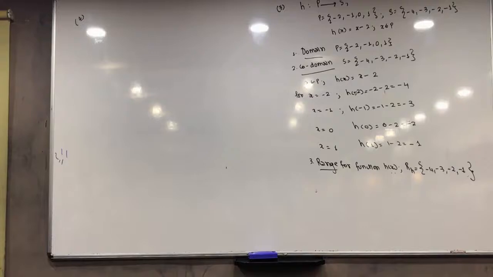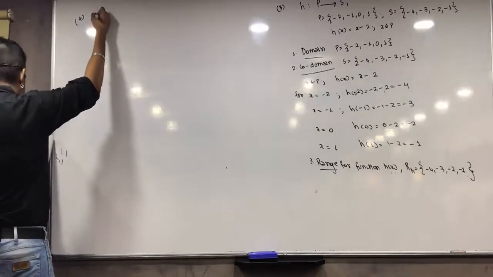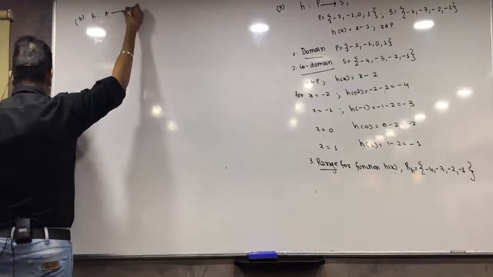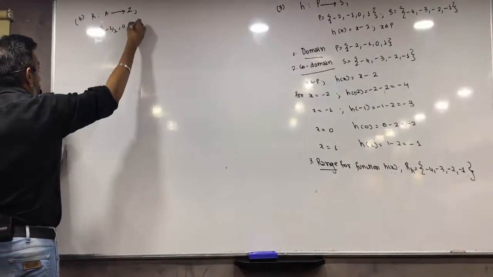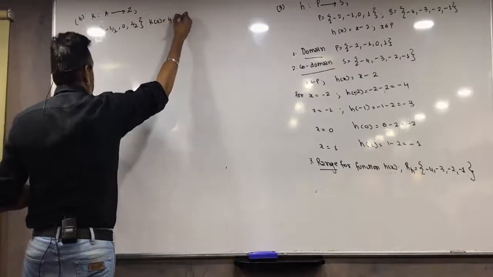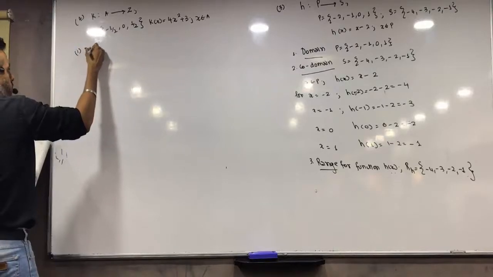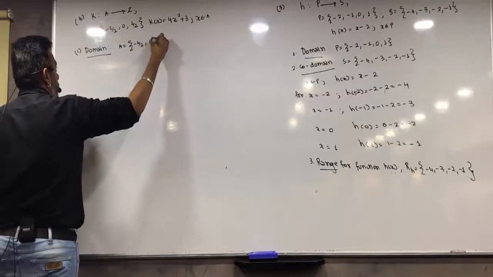Okay, let's do the fourth sum. Function k, A tends to Z. A is equal to -1/2, 0, 1/2, and k of x is equal to 4x squared plus 3, x belongs to A. So first, domain A is equal to -1/2, 0, and 1/2.